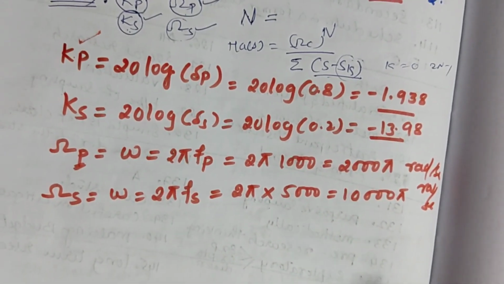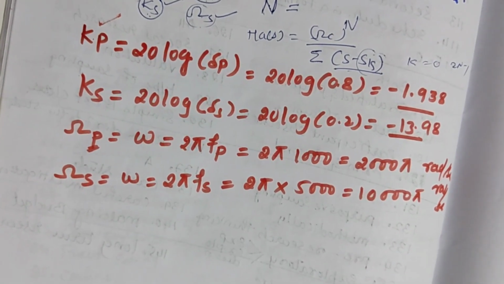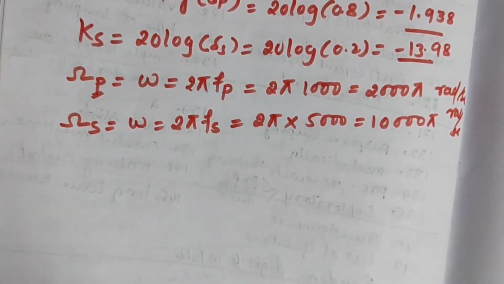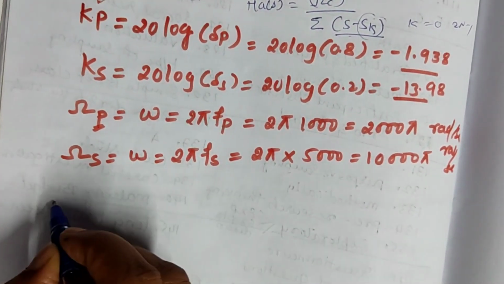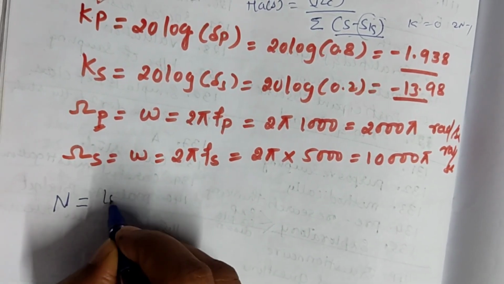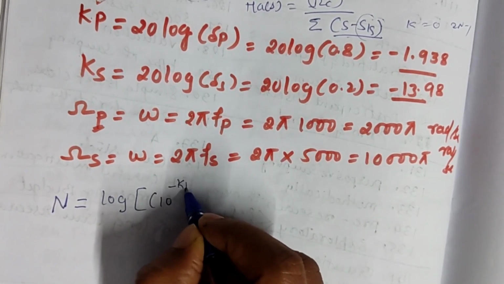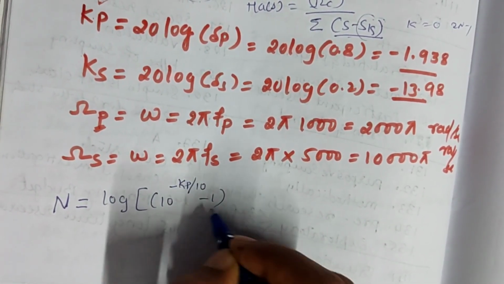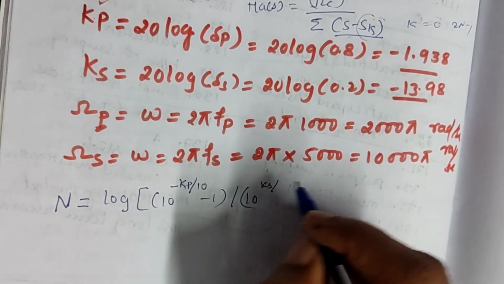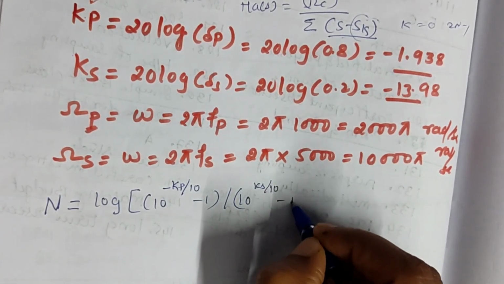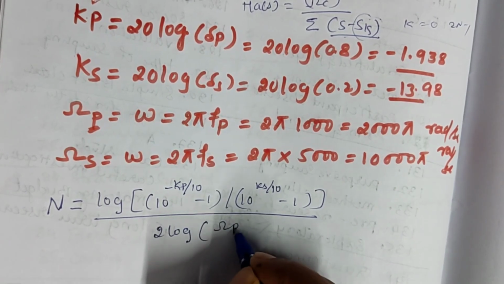Okay, now we have got the required data. All the data we wanted, we have received. So now it is easy for us to calculate the order as well as the analog filter. Now let us calculate the order. N is equal to, the formula is the ratio of log of 10 to the power of minus Kp by 10 minus 1, divided by 10 to the power of minus Ks by 10 minus 1, this divided by 2 log of omega P by omega S.